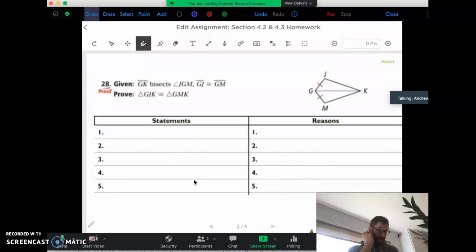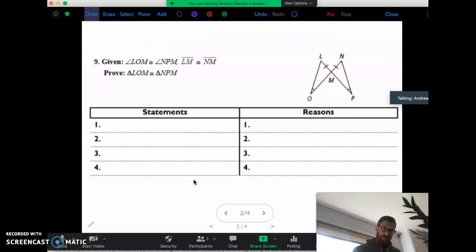So we bailed you out. We marked the diagram for you. Make sure that you mark the diagram, though. Here we go. LOM, so that's my first statement. Angle LOM is congruent to angle NPM, all capital letters. That's a given. So I want you to mark your diagram, even though we did it already. LOM and NPM. LOM is there, NPM is there. We could have called it angle O and angle P as well.